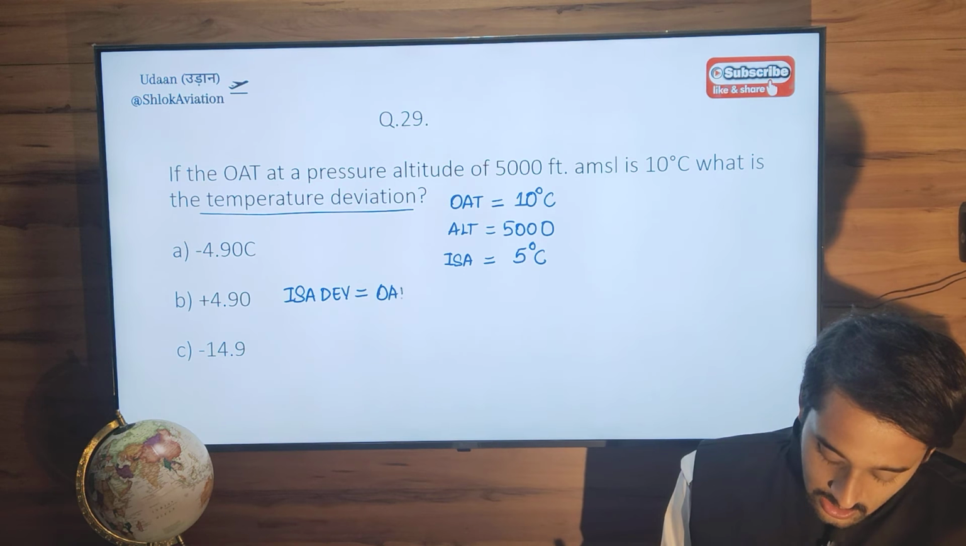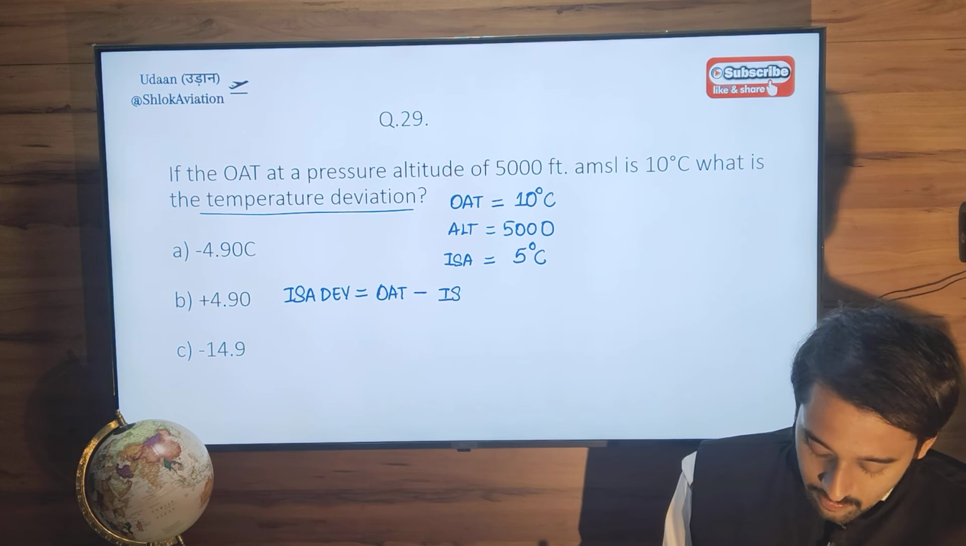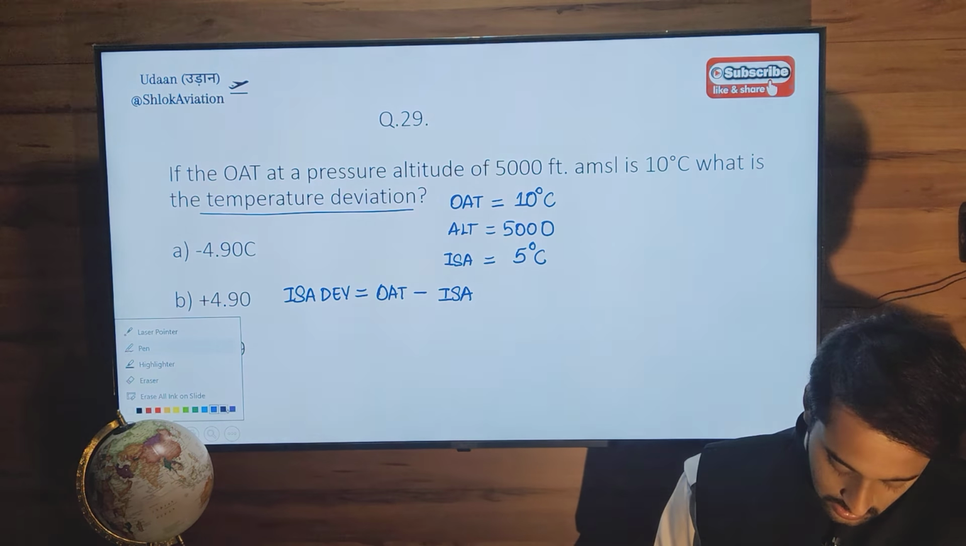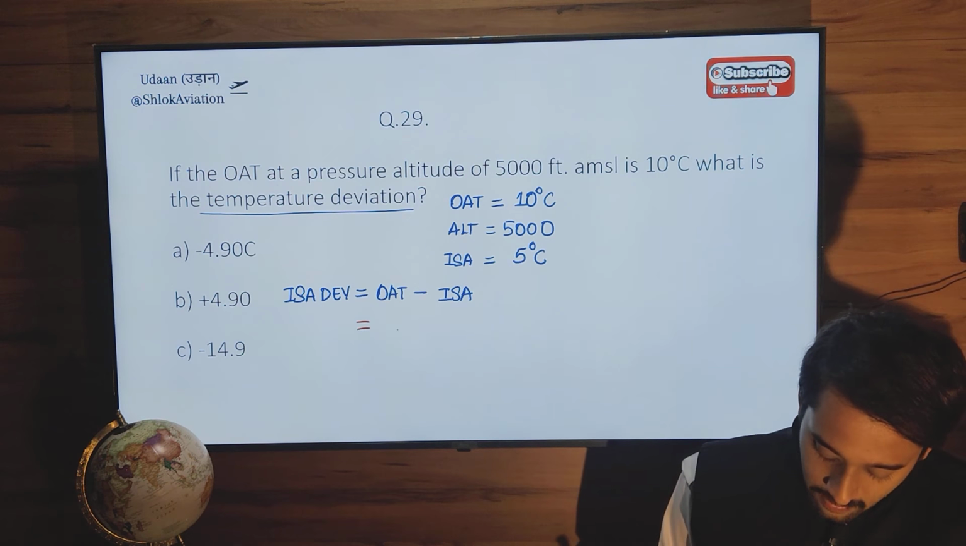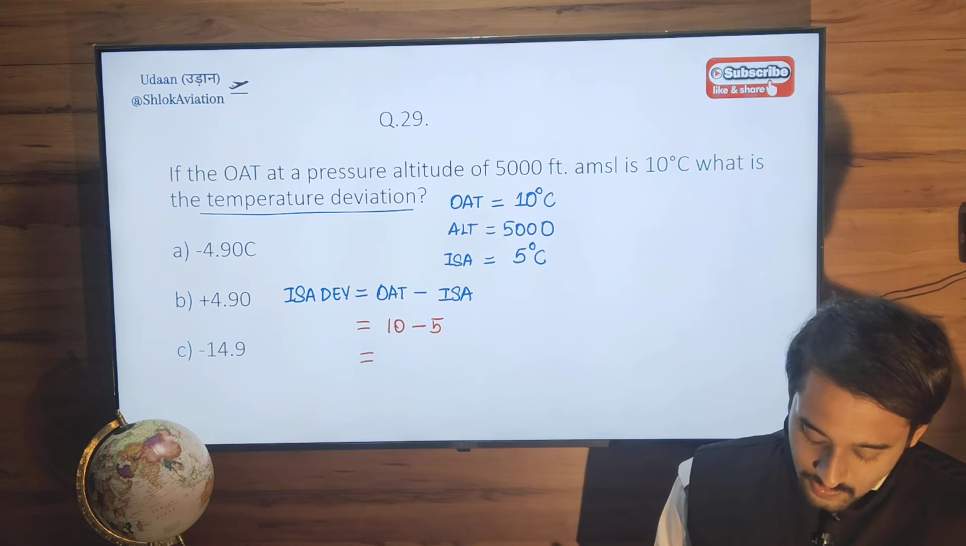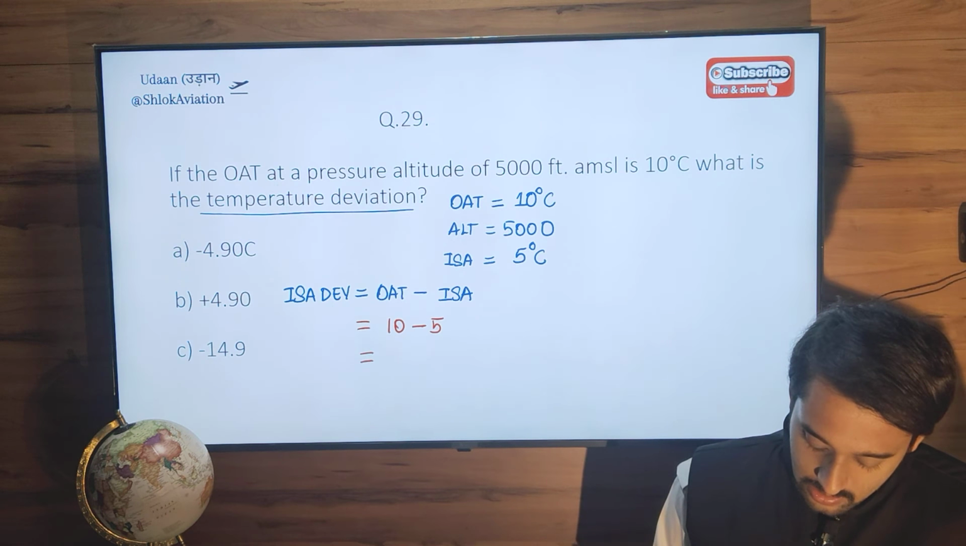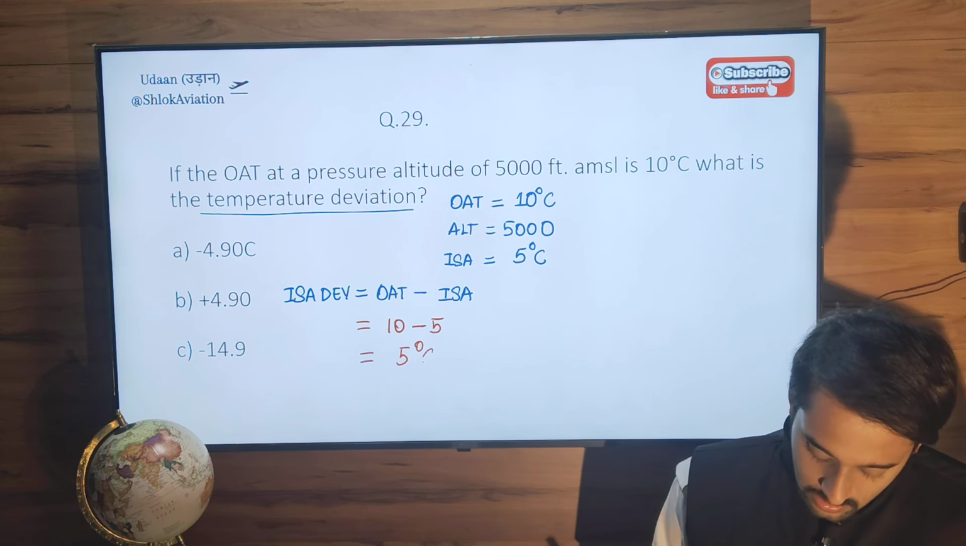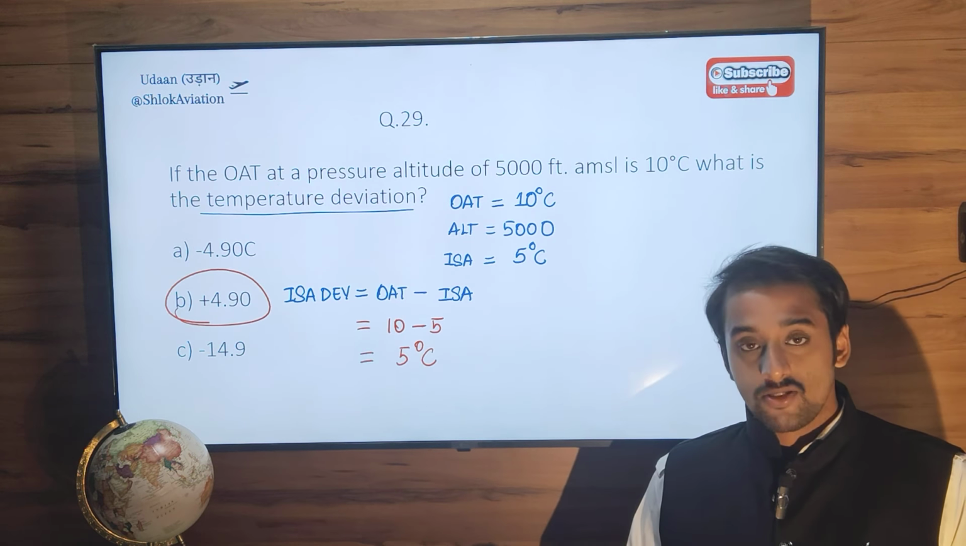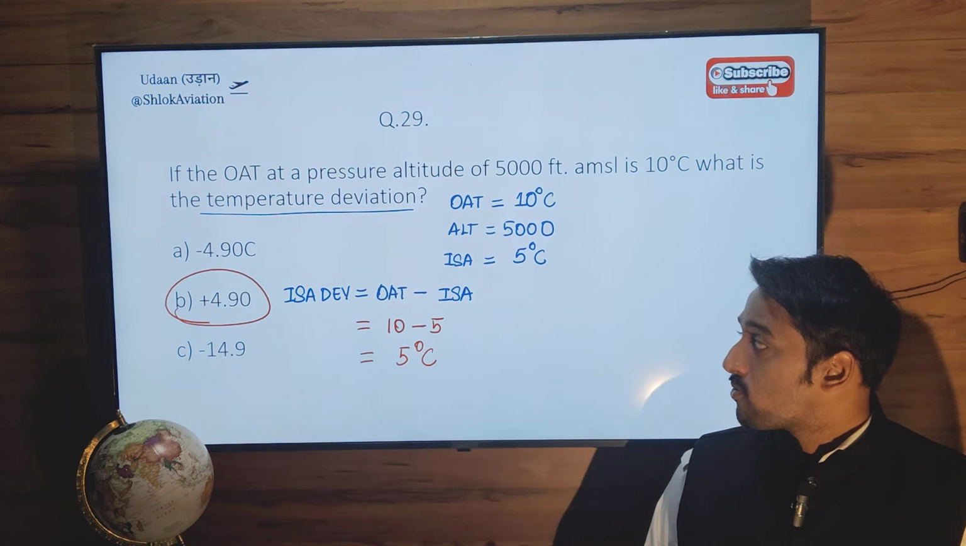So ISA deviation equals outside air temperature, current temperature, minus ISA. Outside temperature is 10, ISA is 5. So option Bravo, plus 5 degrees Celsius or plus 4.9.